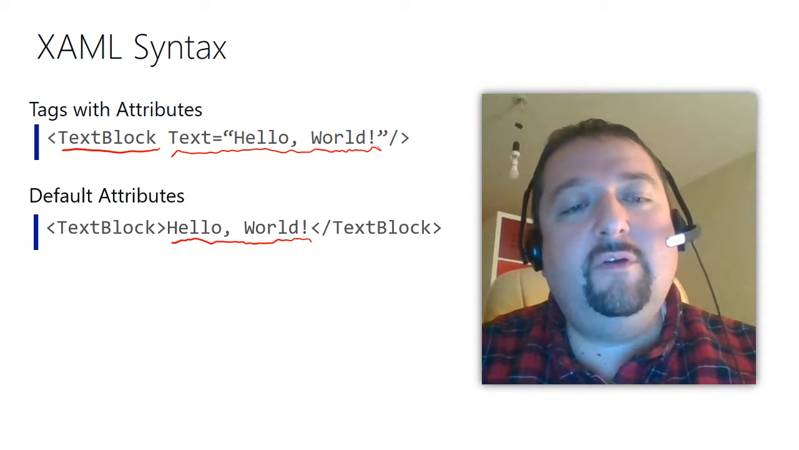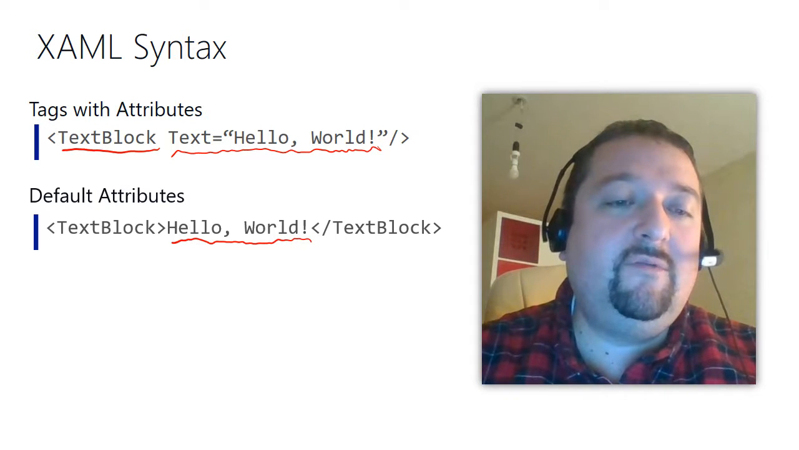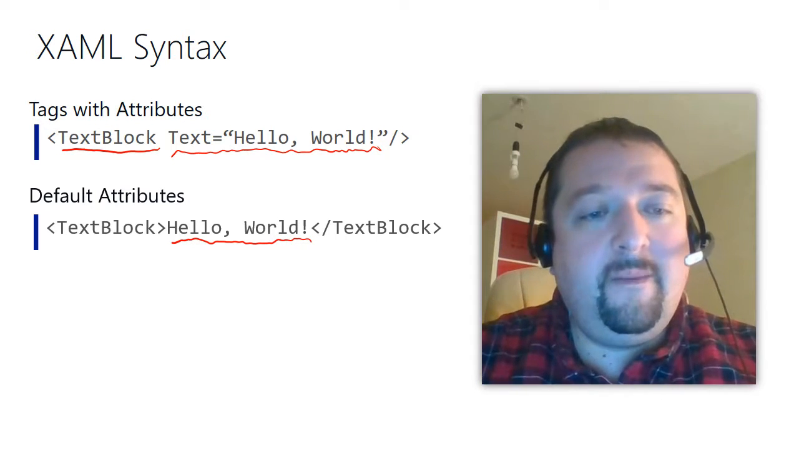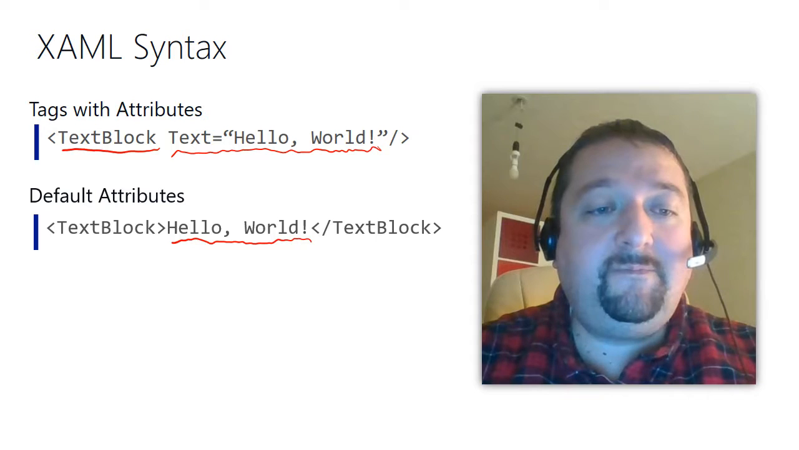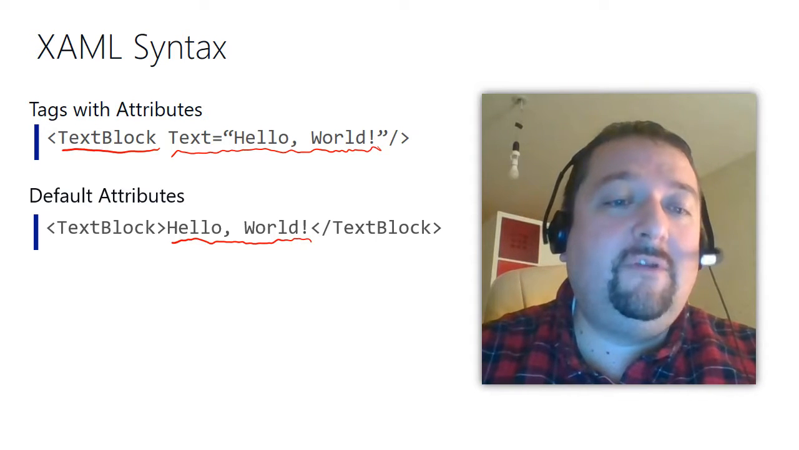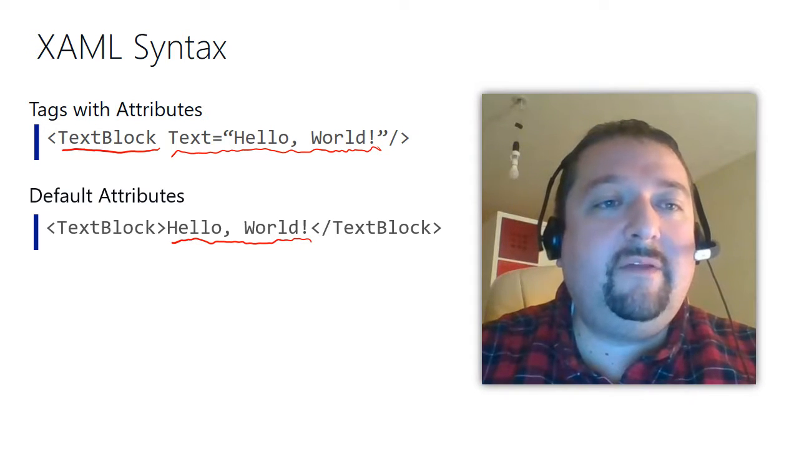For example, if you want the text to be multi-line, if you want it to be big, you can do that. However, different elements can have different default attributes. It depends on the element.